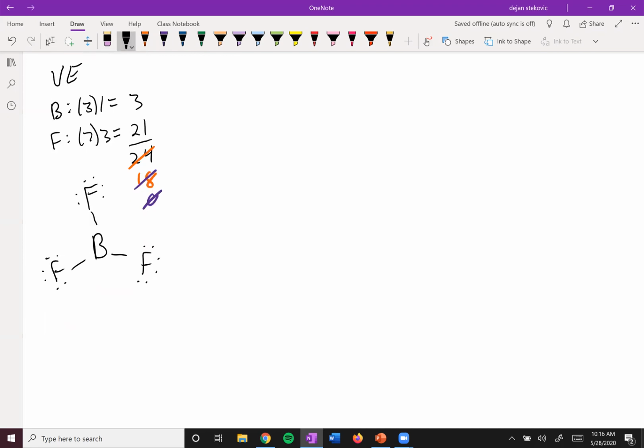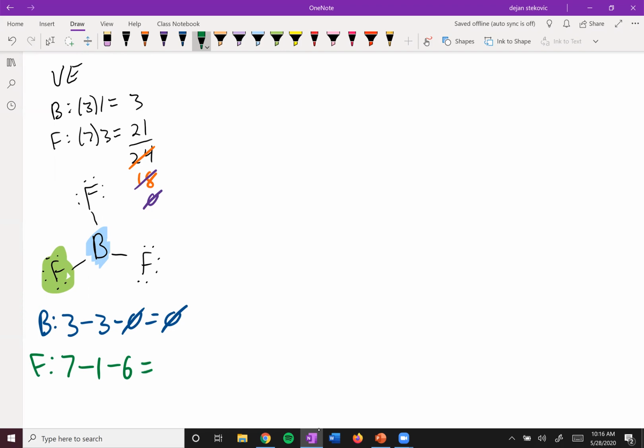You can double check this by thinking about the formal charges. So let's think about the formal charge of boron. Boron normally has 3 valence electrons. Here it's got 3 bonds, no lone pairs, so a 0 formal charge. Let's think about the fluorines. They're all the same, so we'll just do 1. Normally it has 7 valence electrons. Here it has 1 bond, and then 6 lone pair electrons, not lone pairs, but lone pair electrons. So 7 minus 1 minus 6 is 0 as well.